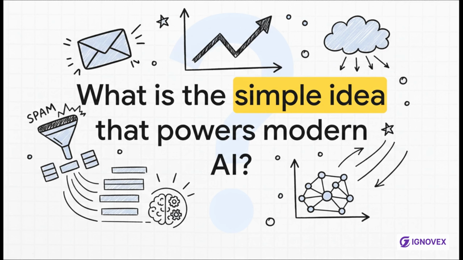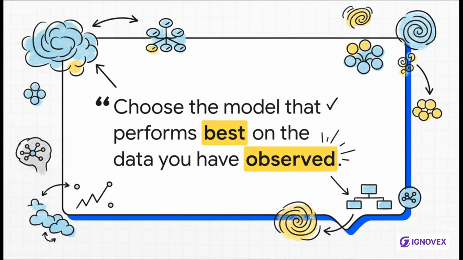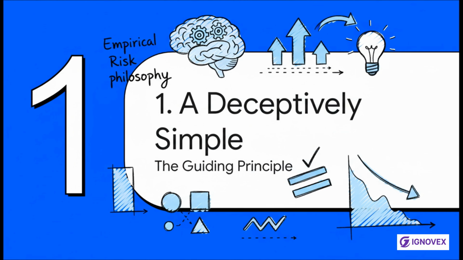I mean, whether it's figuring out what's a spam email or writing an entire essay, what's the core principle at play? And there it is. That's the big secret. Choose the model that performs best on the data you have observed. I know, it sounds almost obvious, right? Like, of course you do that. But trust me, this single sentence is the heart of a powerful principle that has shaped the entire field of AI.